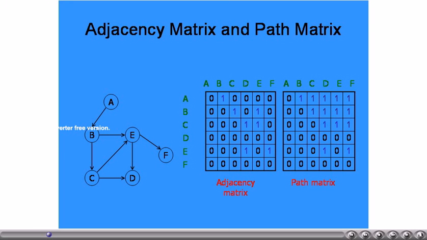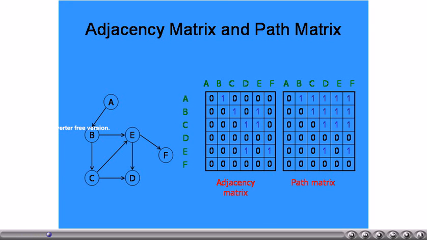Path matrix of a graph, which is also called the reachability matrix, indicates whether one station can be reached from another station or not. That is, is there any route from one station to another station or not? It doesn't convey any information about how many edges we have to traverse, etc. It indicates only whether from one station to another station there is any route or path or not.